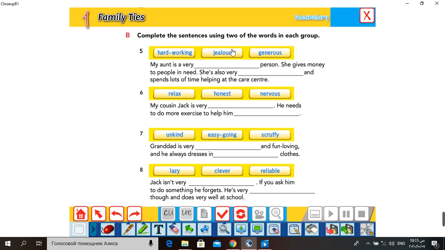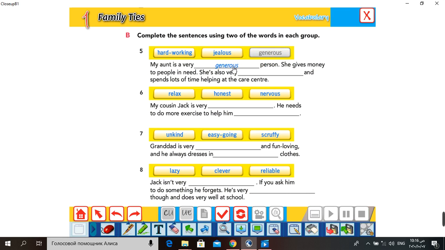Number 5, hardworking, jealous, generous. My aunt is a very generous person. She gives money to people in need. She's also very hardworking and spends lots of time helping at the care center. So when a person gives money to people in need, how can you describe this person? Hardworking? Doesn't make sense. Jealous? No, of course not. This is a good attitude. No, he's not jealous, but he is a generous person.